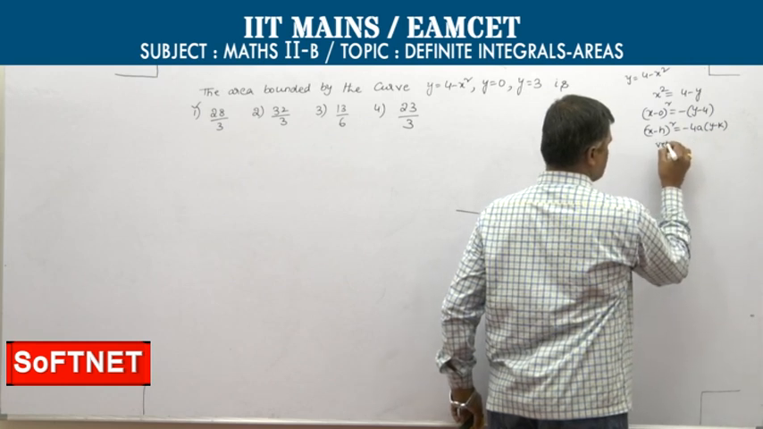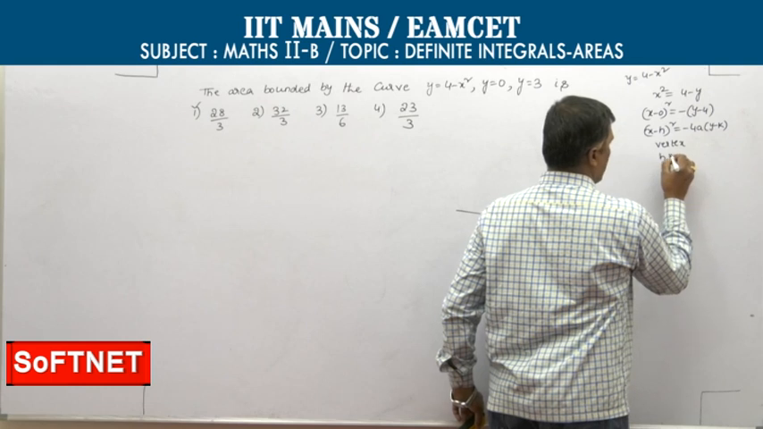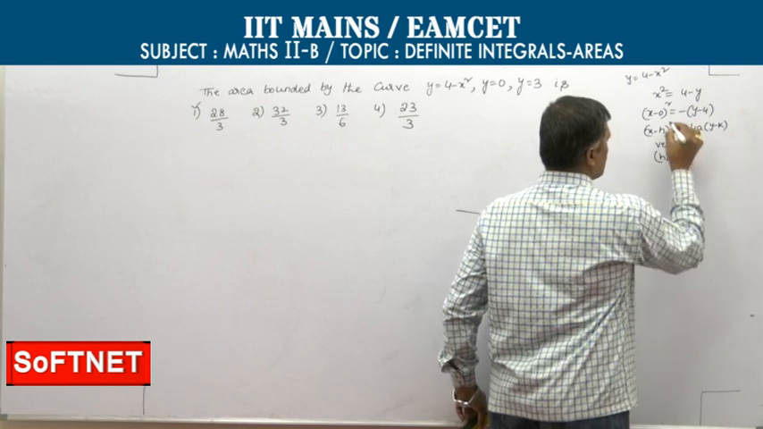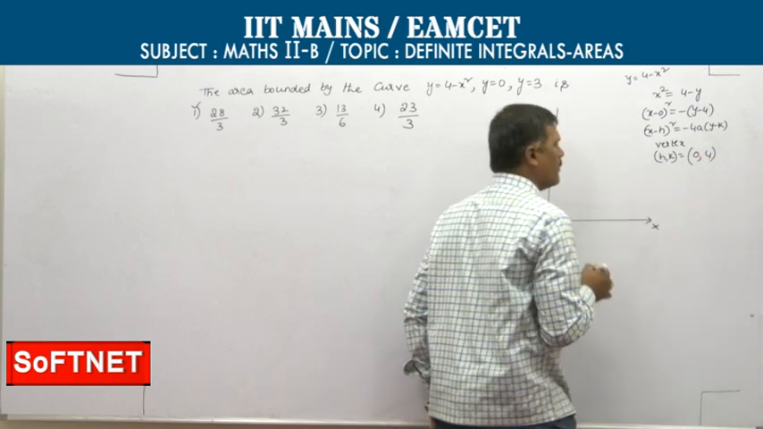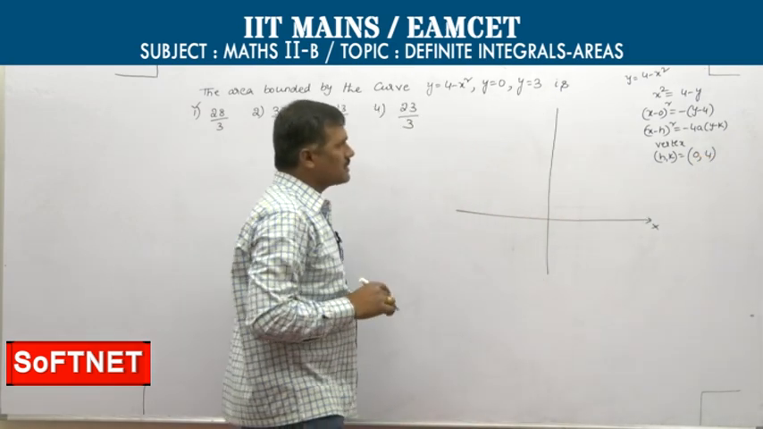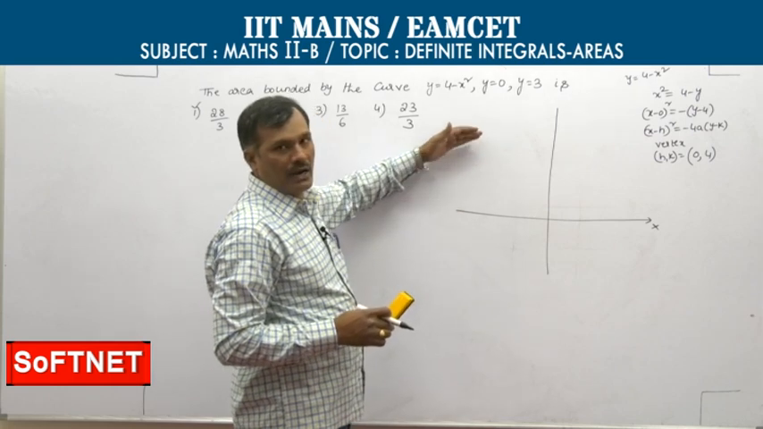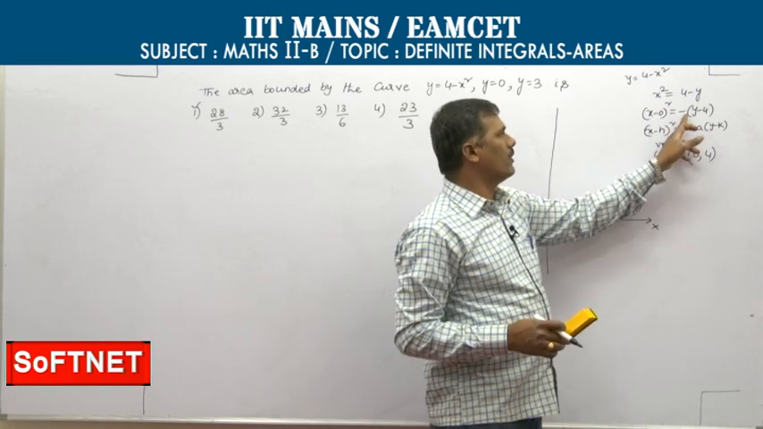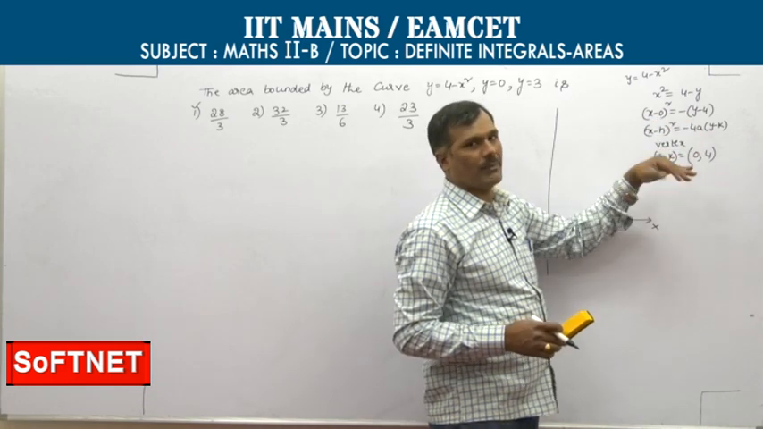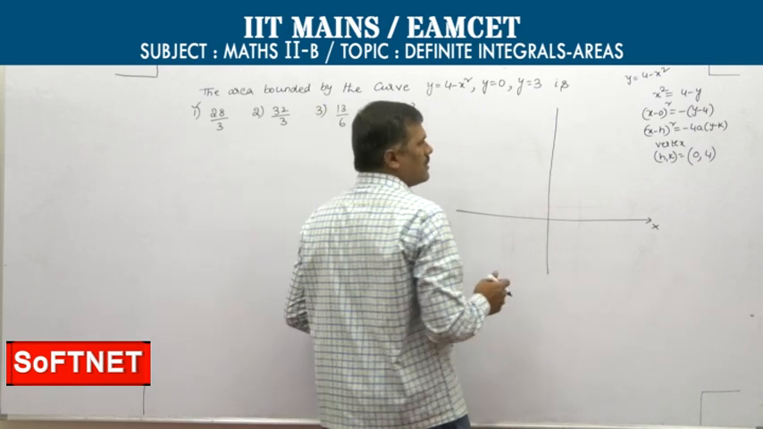Here the vertex (h, k) is (0, 4), since h is 0 and k is 4. Next, this parabola opens upward or downward depending on the sign of the coefficient. Here the coefficient is negative, so it is a downward parabola.